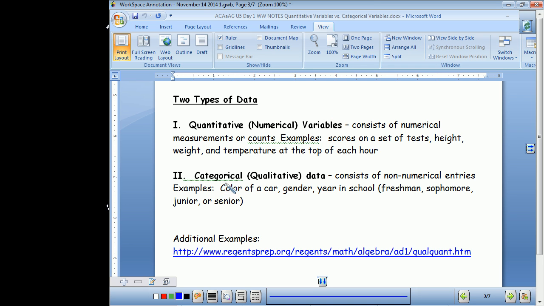Versus categorical. That's our qualitative. That consists of non-numerical entries, so really categorical things. Color of a car, color of your hair, color of your eyes. So these are descriptive or qualitative data. Gender, the year you are in school, whether you're a freshman, sophomore, junior, senior. Okay, do you see how those are things we don't really count? These are categories you would be placed into.